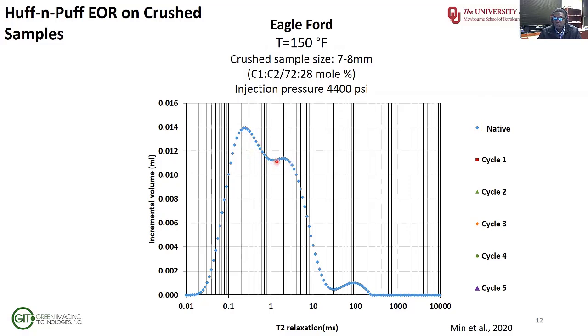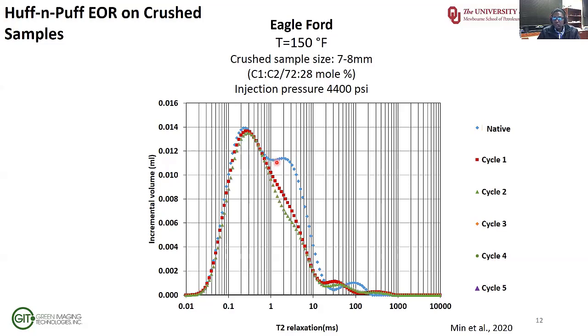After the first cycle of huff and puff EOR, we can see that we produce essentially out of the larger T2 times. A classical NMR interpretation will tell us that we have produced essentially from larger pores, but in shales it might be a little more complicated than that. The conversion from a T2 time to pore size is not as straightforward. But essentially it came out of T2 times larger than 1 millisecond.